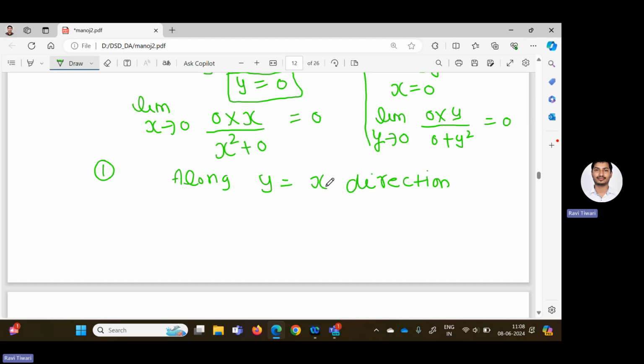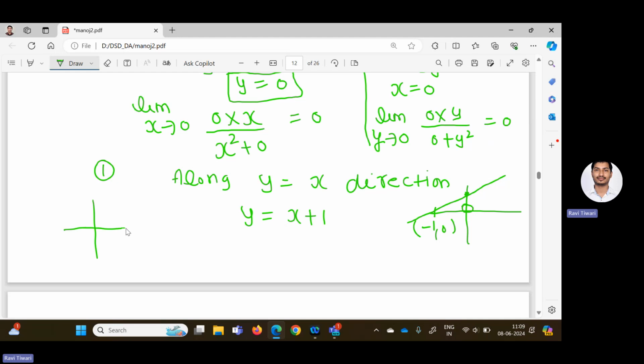Because if x tends to 0, then y has to be 0, because we are checking the limit at (0, 0). When we are checking the limit at (0, 0), if x is tending to 0, then y also has to tend to 0, then only that path is suitable. Otherwise we are not able to choose that path. If anyone is asking why y equal to x plus 1 is not taken, if I draw the line y equal to x plus 1, this line passes through (-1, 0) and (0, 1). What about (0, 0)?